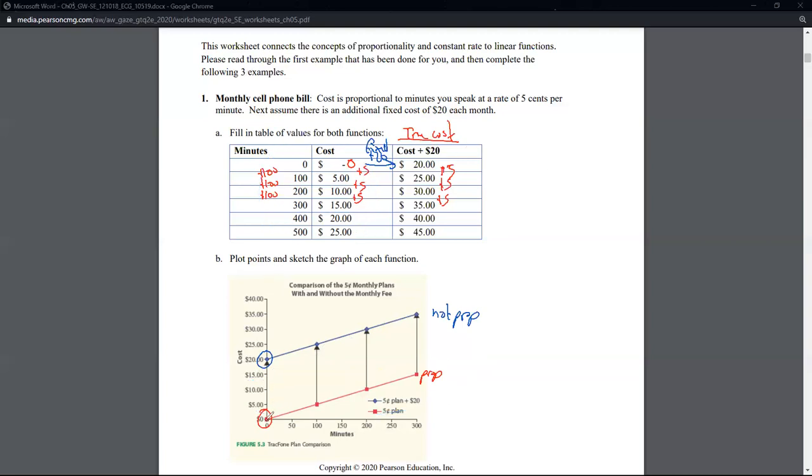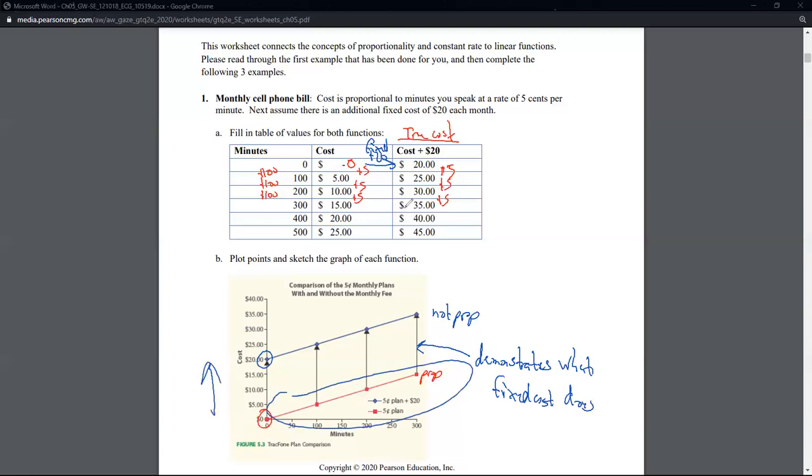So the red one was these, sorry for the wrong color, but that was the red one. So here's your 0, 0. 100 minutes is 5 bucks, 200 minutes is 10 bucks, 300 minutes is 15 bucks. Now these black vertical lines, this is not something you are traditionally going to draw. These black lines are just demonstrating the fixed costs. It just shows that the fixed cost takes this line and it bumps it up $20. That's all that's showing. Because this one is $20 higher than that one.